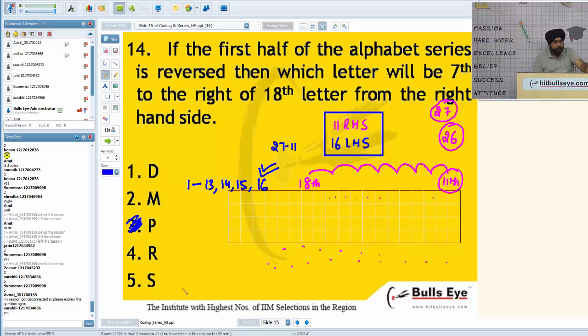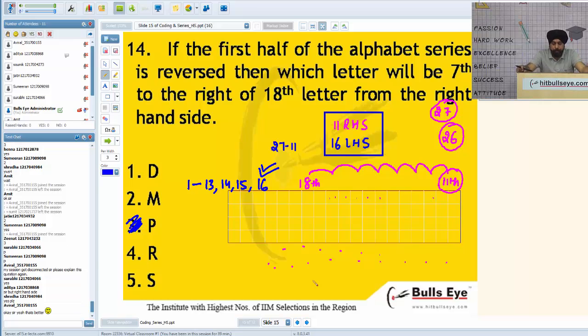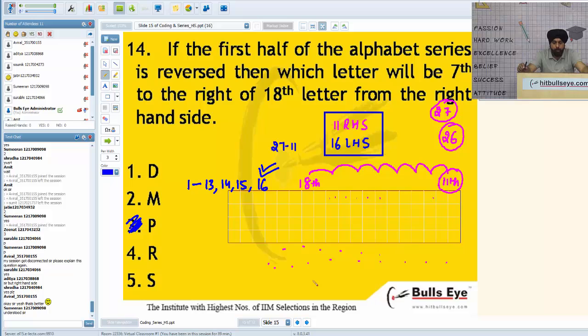Right, students? Aviral, you can see the recording later on. I think it is better if we cover a few more questions rather explaining it again. See, students, 18th from the right and then 7th to its right would basically mean 18 minus 7, 11th from the right hand side. 11th from the right hand side occupies which position from the left hand side? We subtract 11 from 27 and we reach at 16. Now we have only reversed the position of first half of the alphabets, that is 1 to 13, and the letter which is appearing at the 16th position will be the usual 16th letter, which is letter P.